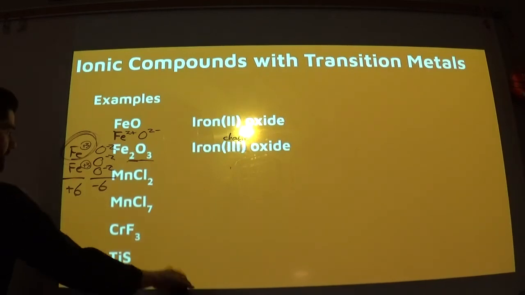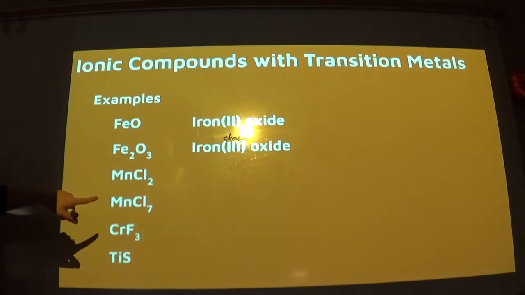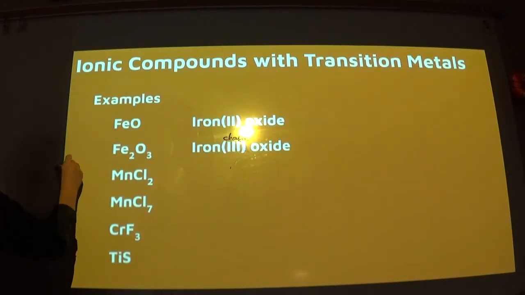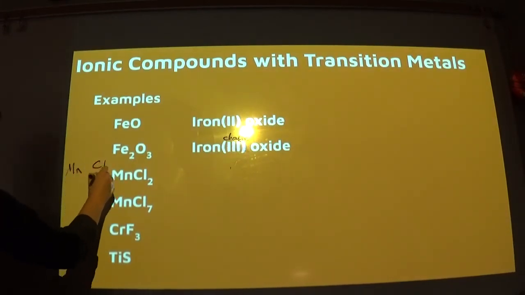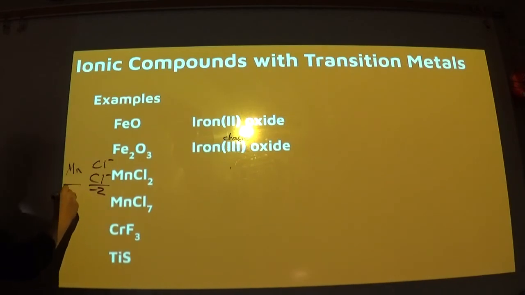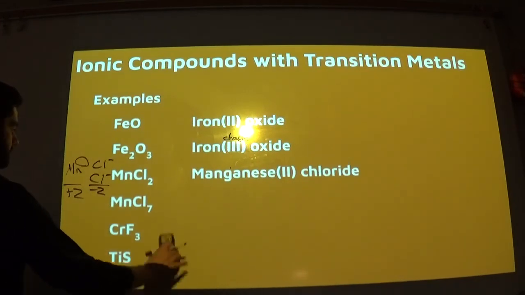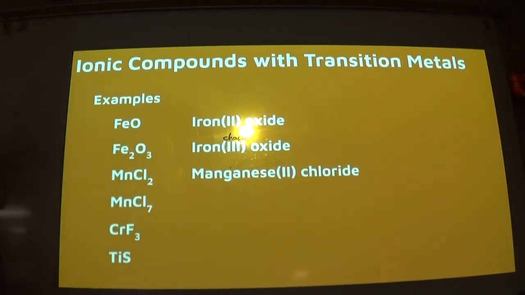Okay? So the next one, what's Mn? Manganese. Okay, so I have 1 manganese, 2 chlorides. I know based on the periodic table that chloride is minus 1. So my manganese probably needs to be plus 2 to cancel those out. So this compound is manganese 2 chloride. These ones take a little more work, but it's doable.